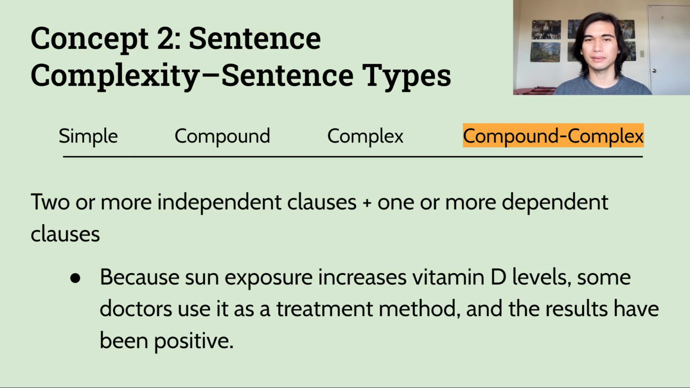In this example, we have one dependent clause, because sun exposure increases vitamin D levels. Then we have two independent clauses. Some doctors use it as a treatment method, and the results have been positive. Identifying independent and dependent clauses can improve your writing. You will know how to punctuate and vary the length of your sentences.